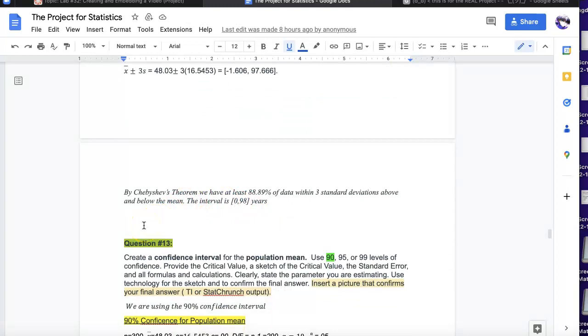By Chebyshev's theorem, we have at least 88.89% of data within 3 standard deviations above and below the mean, and this interval is 0 and 98 years. This is because we're using years, so we can't have a negative, and we just decided to round up because it's basically 97.6, so it rounds to 98.